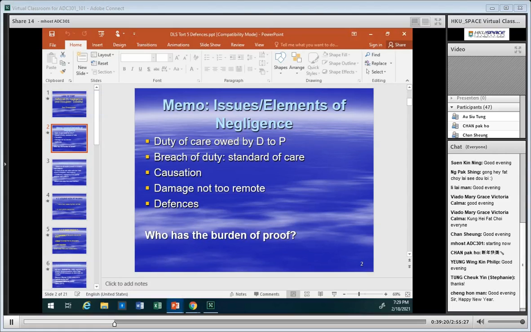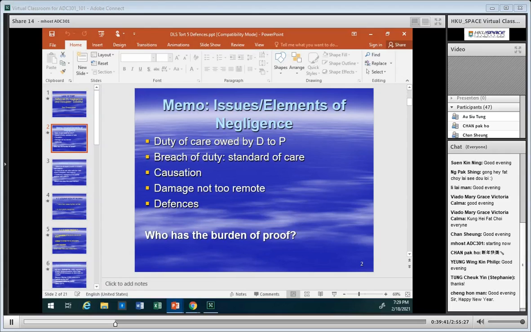And then, of course, causation we've just looked at. Remember, causation, the plaintiff has to make sure the but-for test is satisfied. Okay. And then remember, possibly there could be a novus actus interveniens. Also, the damage must not be too remote.